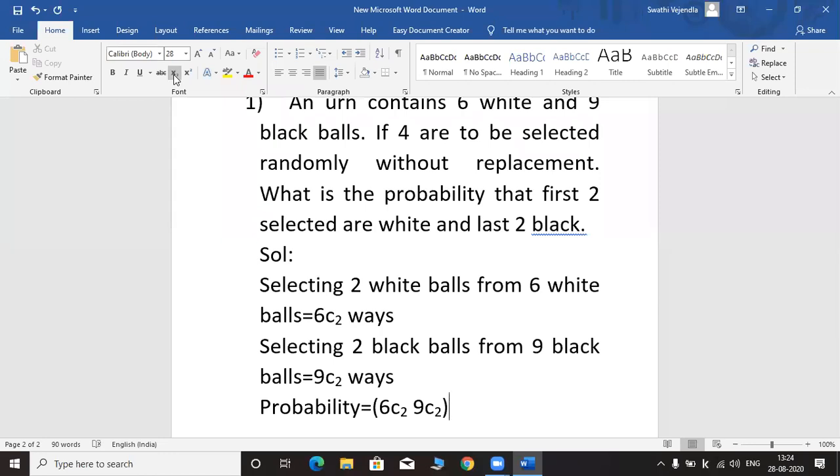So this is the numerator. What about the denominator? 6C2 into 9C2, that is the numerator, because we are selecting 2 white balls and 2 black balls.